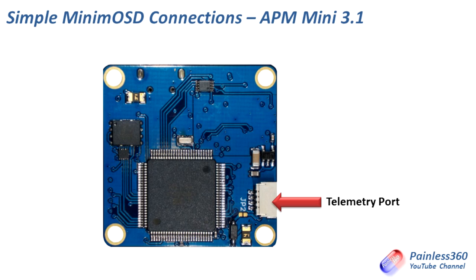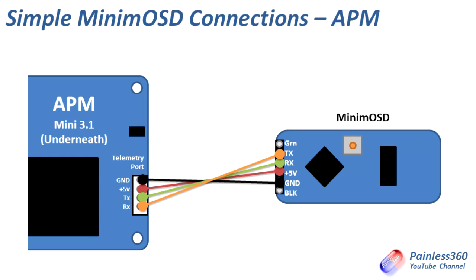Now, to connect that up to the MinimOSD board is relatively straightforward. The pinouts for the telemetry port, again, still looking at the bottom, go ground, plus 5 volts, transmit and receive. And on the MinimOSD, it's the exact opposite. We're looking at the top of this board at the moment. So it goes green, transmit, receive, plus 5 volts and ground. So actually, if the MinimOSD is upside down and the APM is upside down, it's a 1-to-1 cable, which is very easy to make.